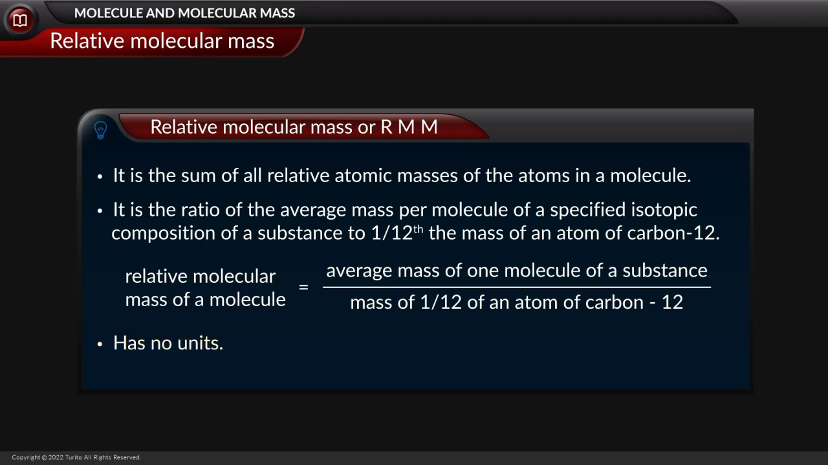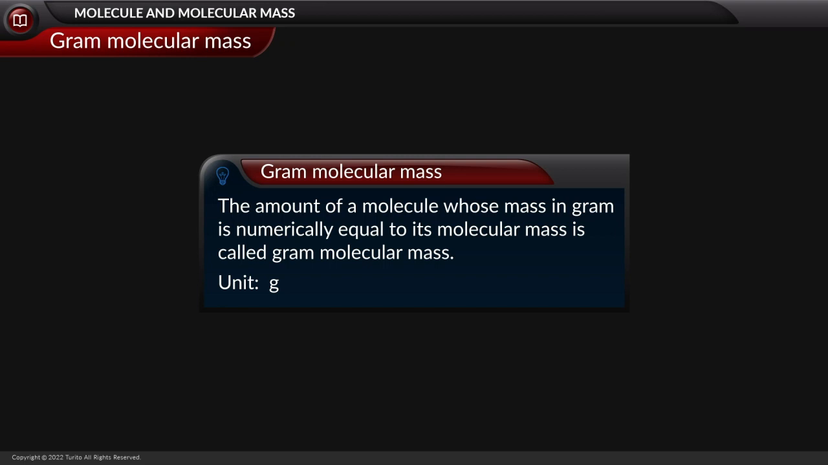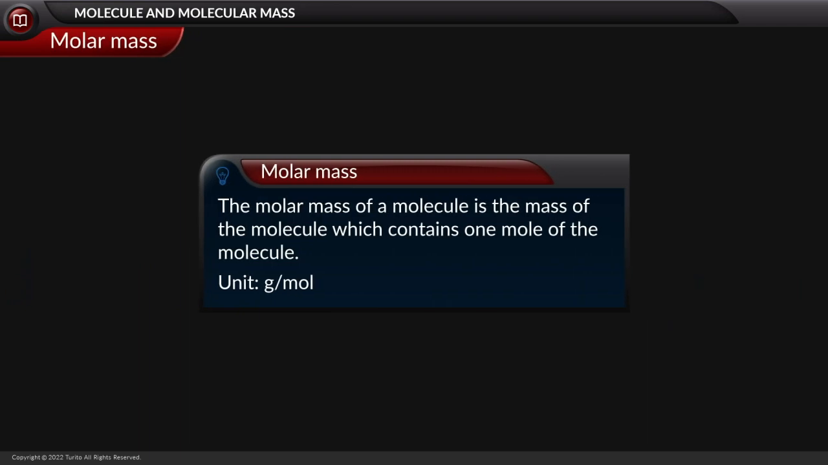After this comes the gram molecular mass. The amount of a molecule, whose mass in gram is numerically equal to its molecular mass, is called gram molecular mass. The unit of gram molecular mass is gram. Last is molar mass. The molar mass of a molecule is the mass of the molecule which contains 1 mole of the molecule. The unit is gram per mole.